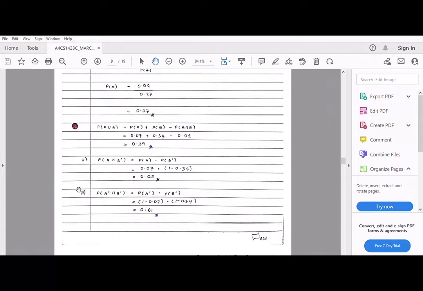Same goes to the next question. Probability A prime intersect B prime. For this question, you must use the rule of multiplication too. Then you use the formula probability A prime multiplied by probability B prime. To find probability A prime, you have to use the same technique as how you find probability B prime. Then when you calculate, you will get 0.61.